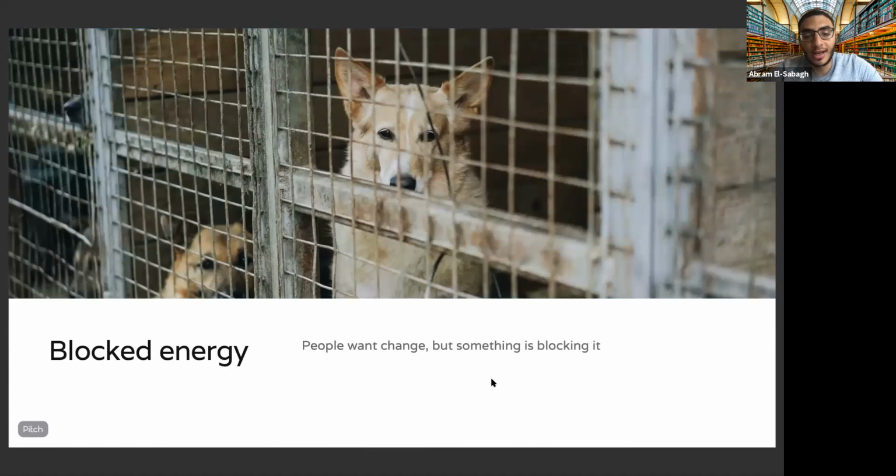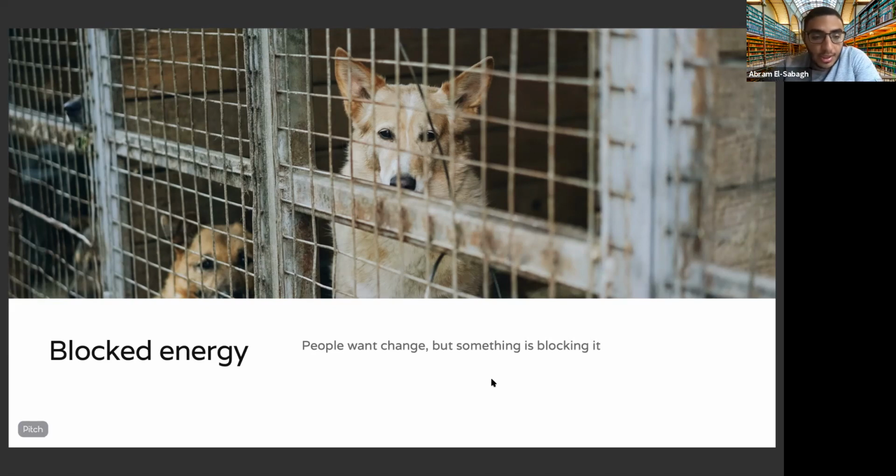The other one is, I thought the photo was pretty cute in terms of a dog in a kennel, you know, like when you open the door and the dog just goes crazy. It's blocked energy, right? Or it's pent up energy. It's like this idea of the Egyptian revolution where a lot of people thought there was unfairness. A lot of people wanted to do something about it, but it just took this action to unlock that change. So people want change, but something is blocking it.